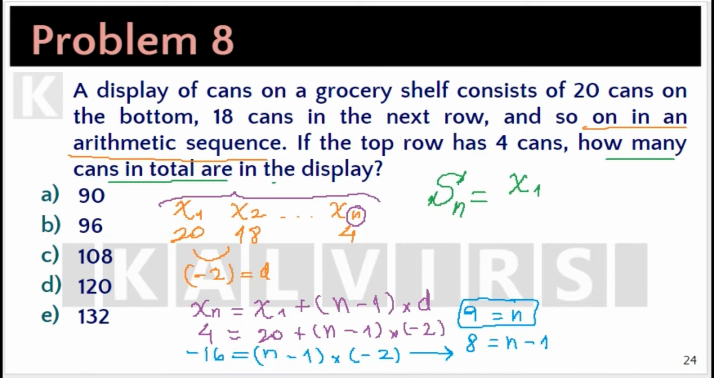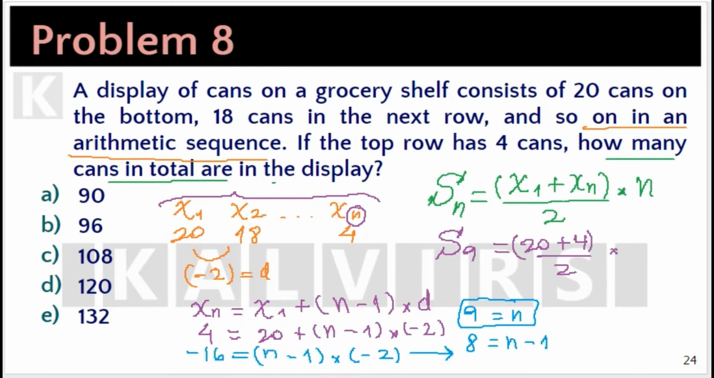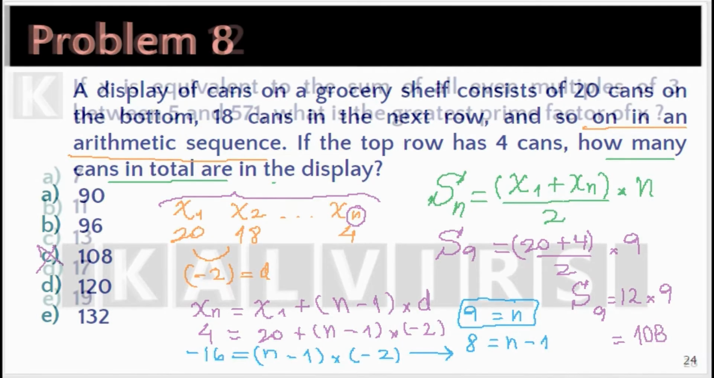The sum of terms is the first term plus the nth term over 2 times the number of terms. There are 9 terms. The sum of the 9 terms is 20 plus 4 over 2 times 9. Finally, the sum of the 9 terms is 12 times 9, which is 108. Choice C is correct.